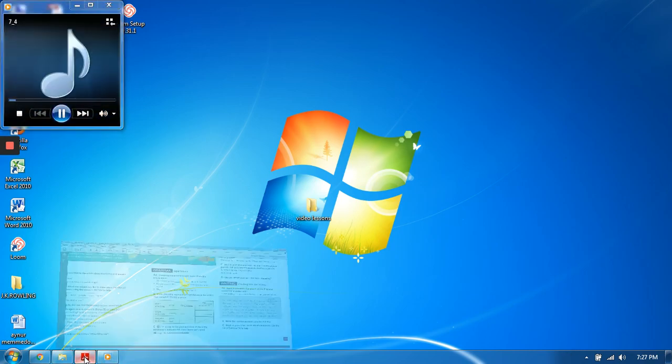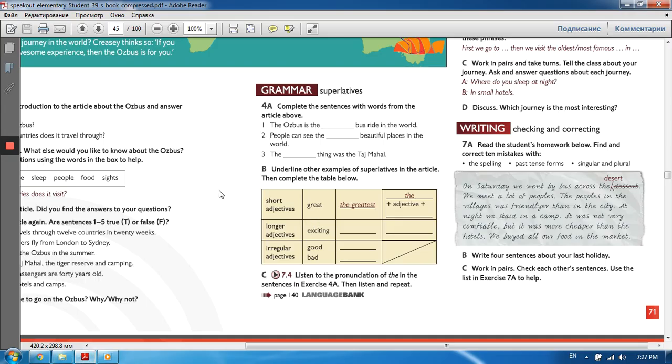Unit 7, Recording 4. 1. The Ozbus is the longest bus ride in the world. 2. People can see the most beautiful places in the world. 3. The best thing was the Taj Mahal.